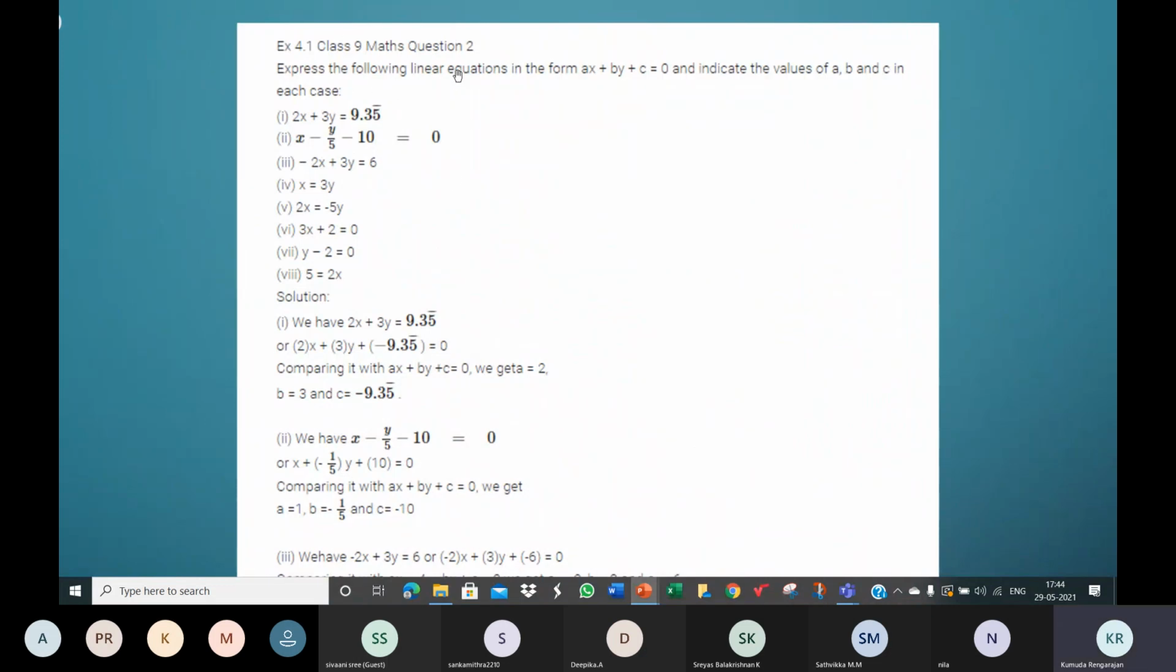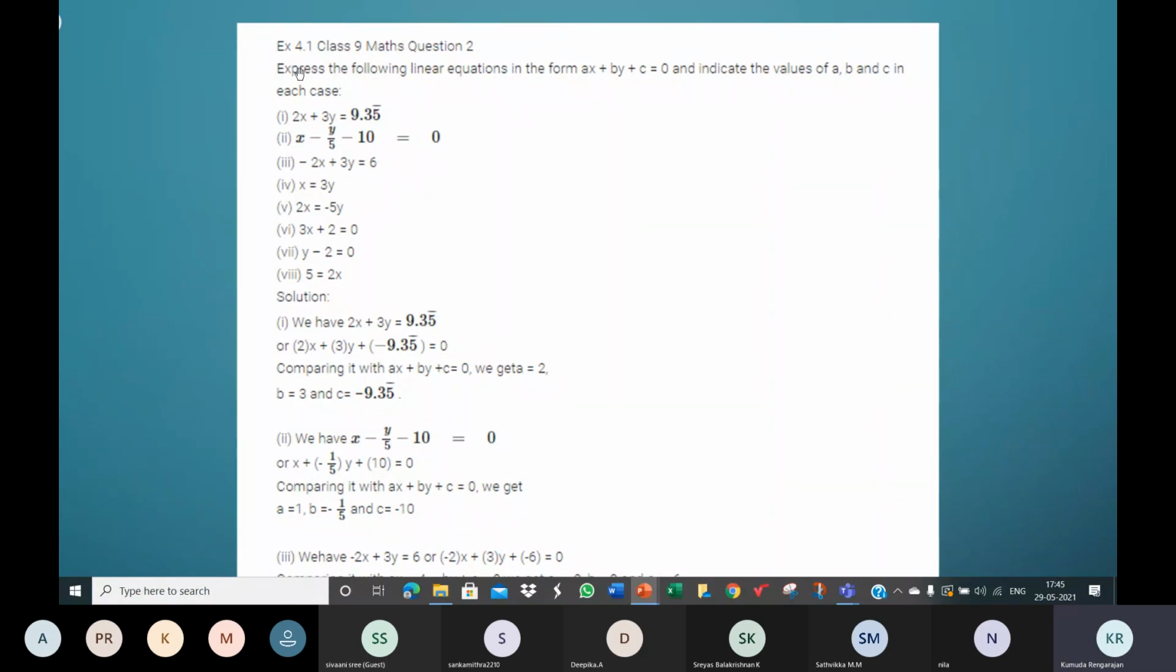So here in question number 2, the heading is express the following linear equations in the form ax plus by plus c is equal to 0. See, these are the equations given to us, all these from 1 to 8. Express the following linear equations in the form ax plus by plus c is equal to 0 and indicate the values of a, b and c in each case. Please follow what I am reading. If when I am reading here you are going through the equations, you will only get confused.